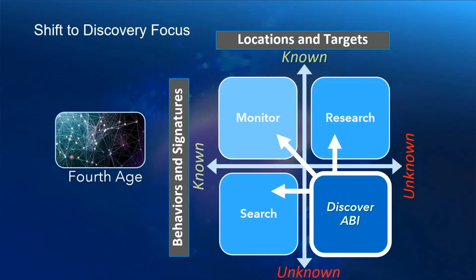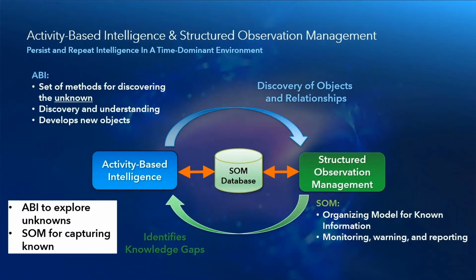In addition to that, you might not necessarily know these locations, or you may not know the signatures, in which cases you might be searching for adversaries in a broad area, or you might need to research to understand better their behaviors or signatures. And then finally, in the cases where both of these characteristics are unknown, you need to do discovery, and that is the realm of activity-based intelligence. So this session is not on activity-based intelligence. We have a number of recordings on activity-based intelligence on YouTube. You can also go to my website and read a lot more about how GIS supports activity-based intelligence. But I wanted to bring it up here because it's very tightly interrelated with structured observation management.